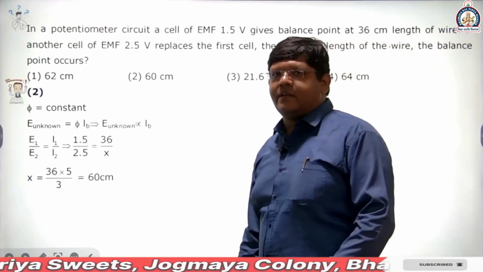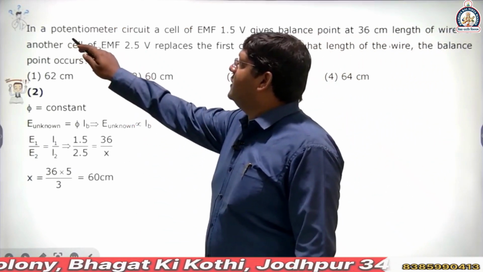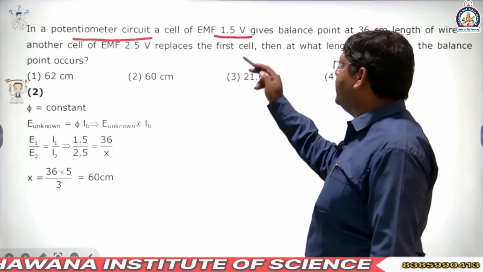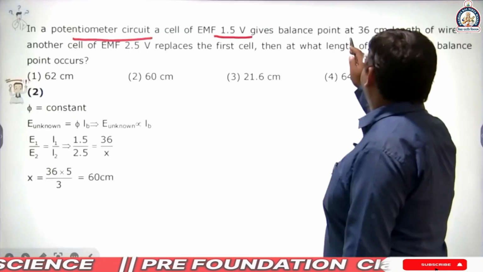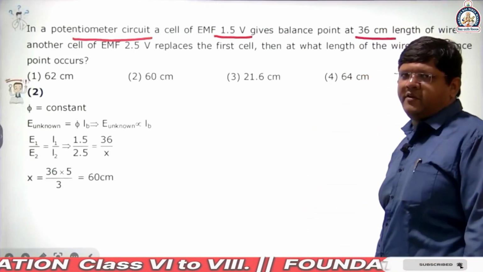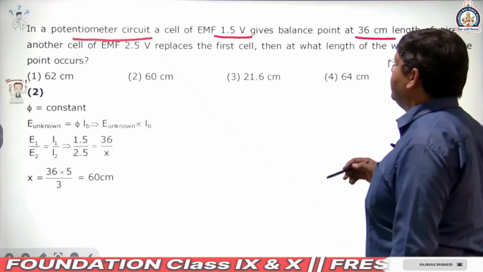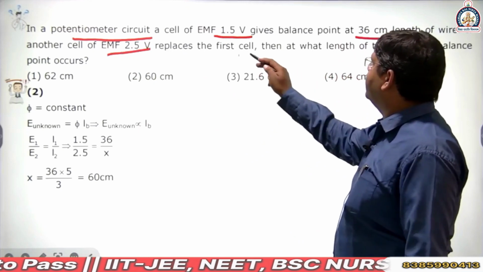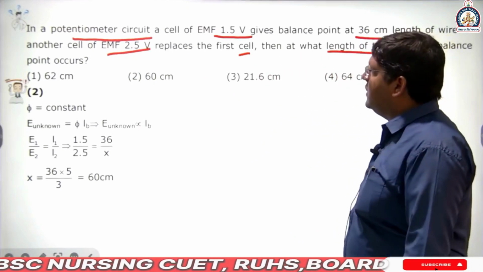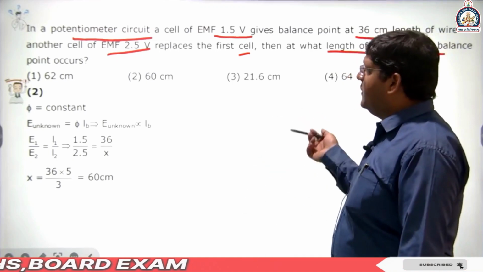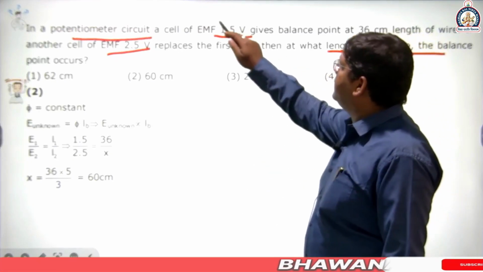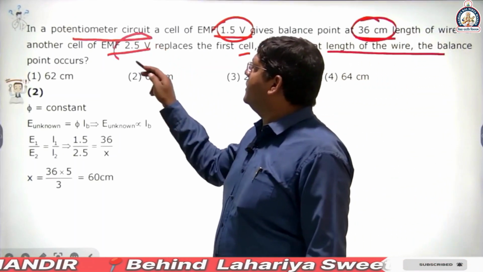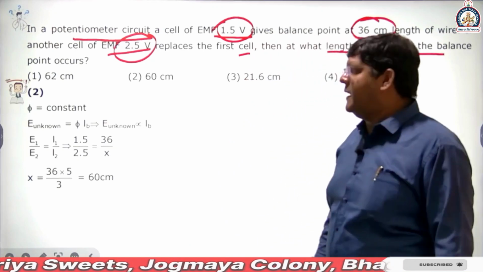This question is related to our class 12 potentiometer topic. Question says, in a potentiometer circuit, a cell of EMF 1.5 volt gives a balance point at 36 centimeter. Balance point means where the potentiometer is balanced. If another cell of EMF 2.5 volt replaces the first cell, then what will be the balancing length of the wire? So the question simply says, when the potential is 1.5 volt, the balancing length is 36. If the EMF is 2.5, what will be the balancing length?